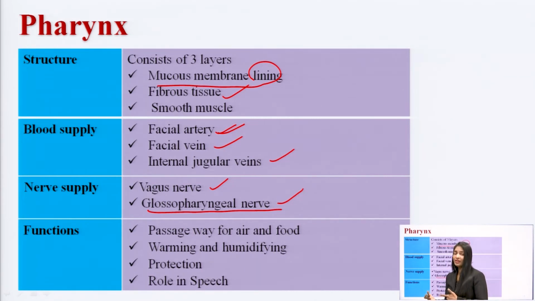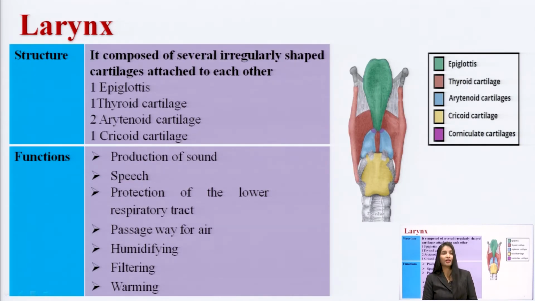So, in this slide we learned about the structure, the nerve supply, the blood supply, and the main function of the pharynx. Now we will move on to the next one, the larynx. The larynx is present below the pharynx. It means after the pharynx, the next part of the respiratory system is the larynx, which you can also call the voice box.